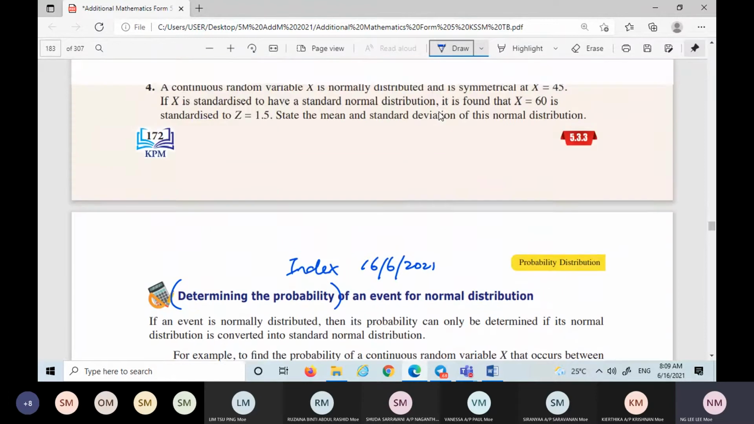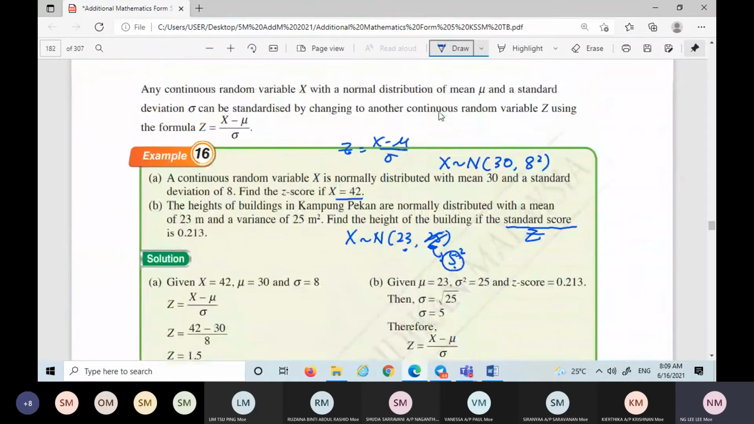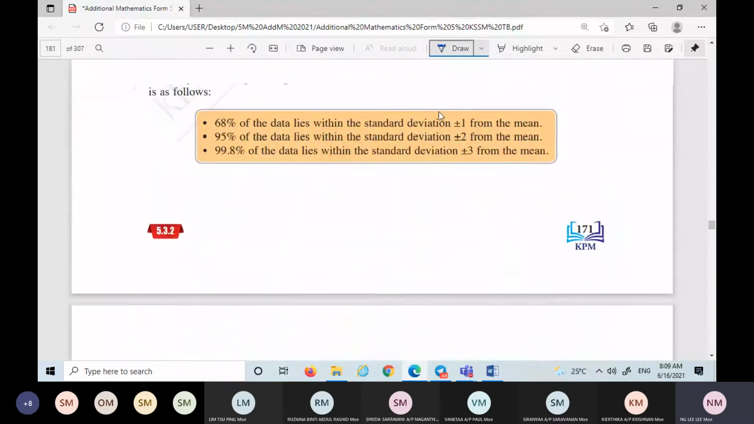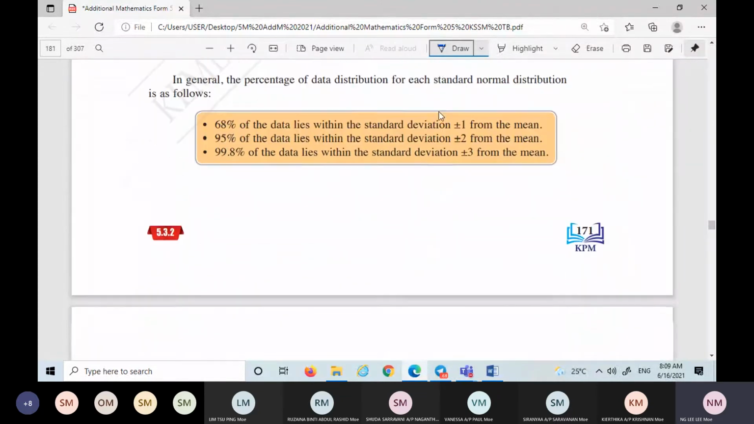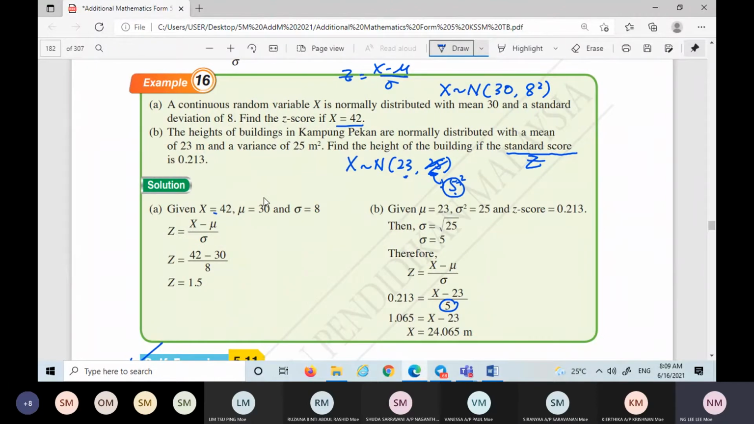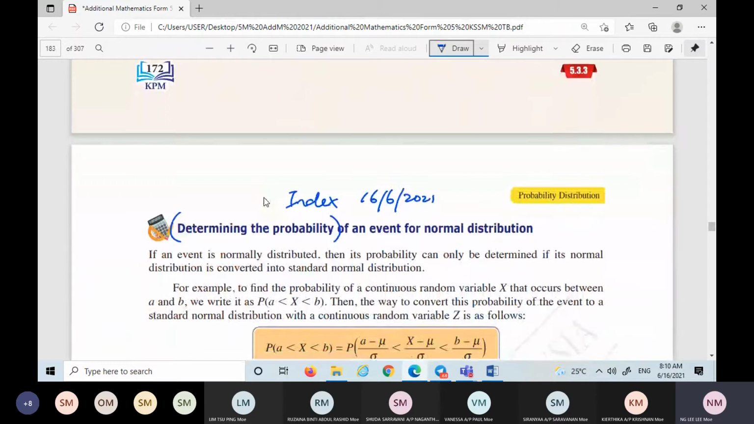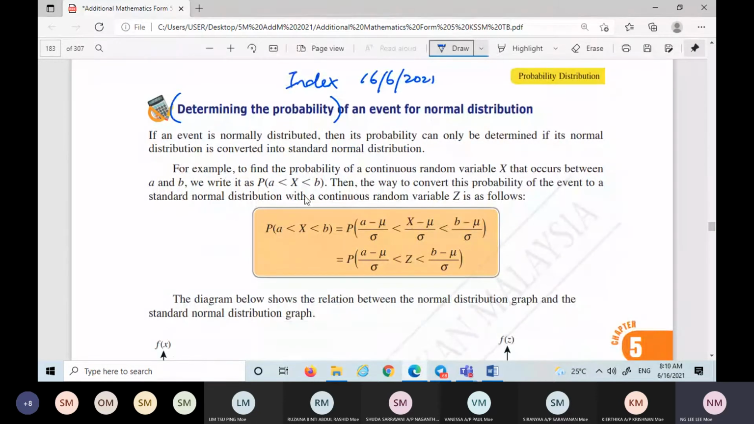So we refresh a little bit. We recall a little bit what we have learned yesterday. Look at this example, how we use the Z-score formula. Now we are going to use this Z-score formula inside the probability. So you see the Z-score formula inside the probability.